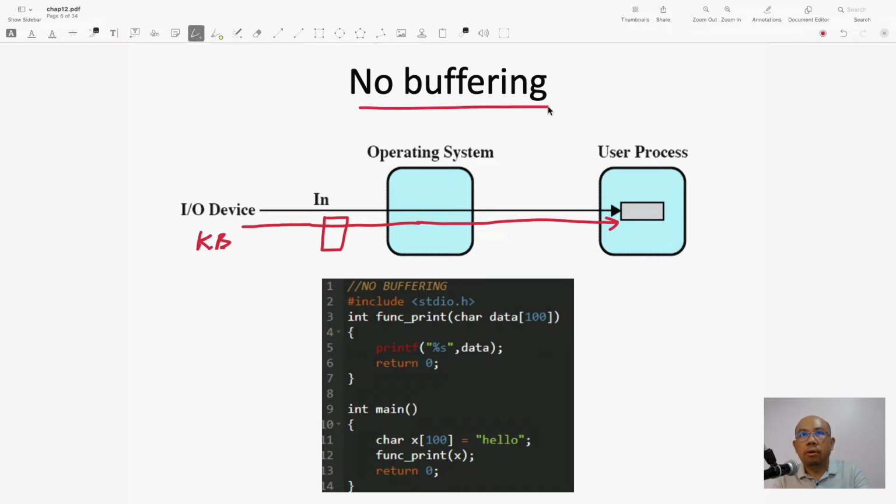In the no-buffering system, if you write code, in this example, I keep the data "hello world" in the variable x, and I send the data directly to print on the screen, and then move back to the main program. This is an example of writing code without a buffer.